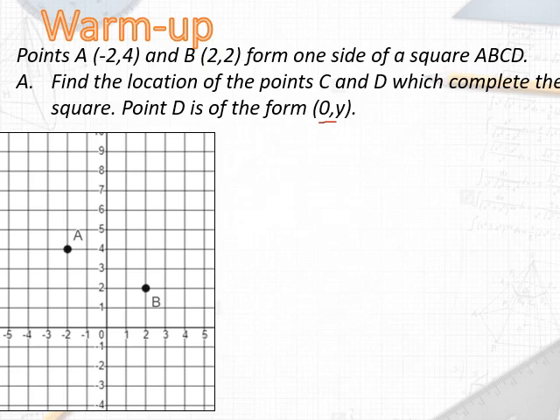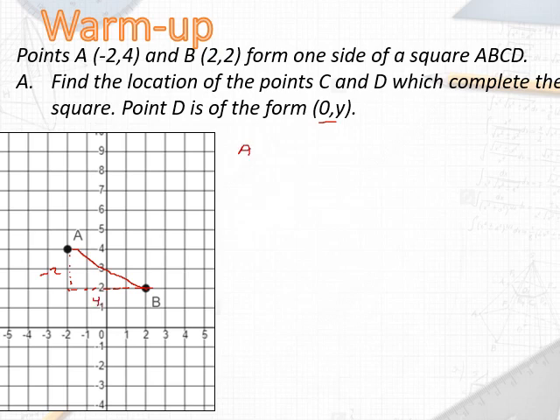So how do we do that? Let's think about it. Pause the video, go find points C and D. Okay, so let's just draw in AB with a relatively straight line. For me, that is down 2 units and right 4.